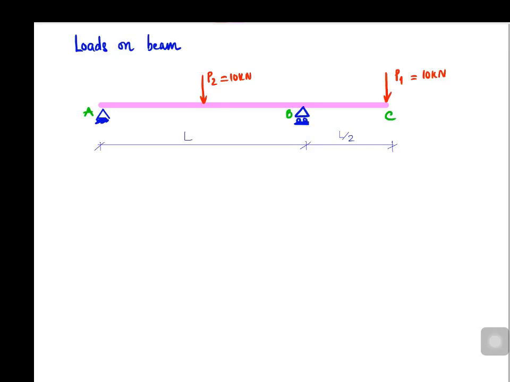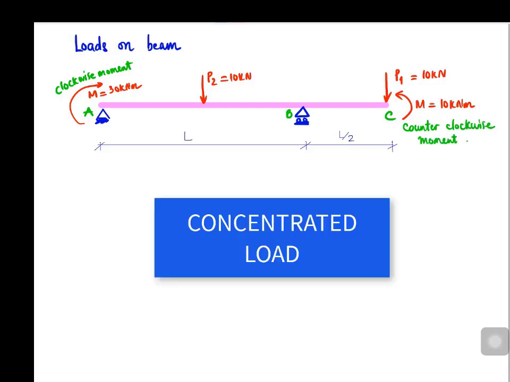When the load is applied over a very small area, it may be idealized as a concentrated load or point load. Examples are the loads P1 and P2 with units of kilonewtons acting on a beam, and the concentrated moments MA and MC with units of kilonewton meter acting at points A and C respectively. The beam is subjected to a clockwise moment of 30 kilonewton meters at point A and a counterclockwise moment of 10 kilonewton meters at point C.